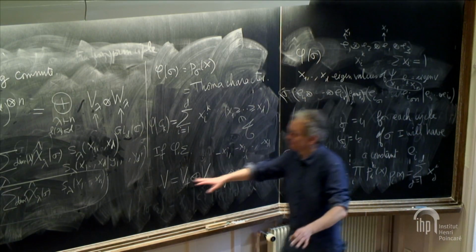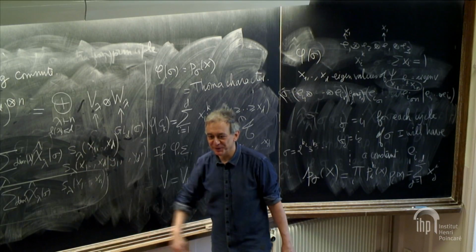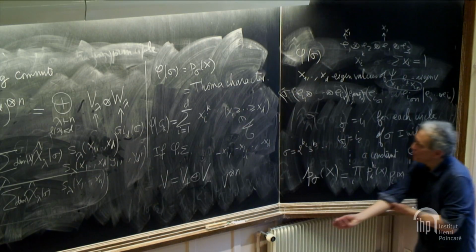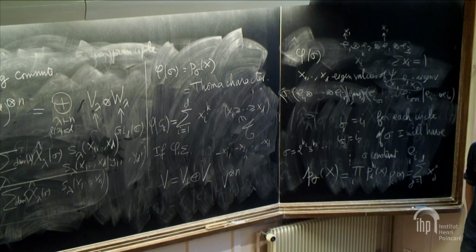Anyhow, I will not come back. It was just to show you that the Thoma characters occur in a very natural way when you have the Schur-Weyl duality. The gamma? No, you have to go to the limit. You have to take an infinite dimensional limit.